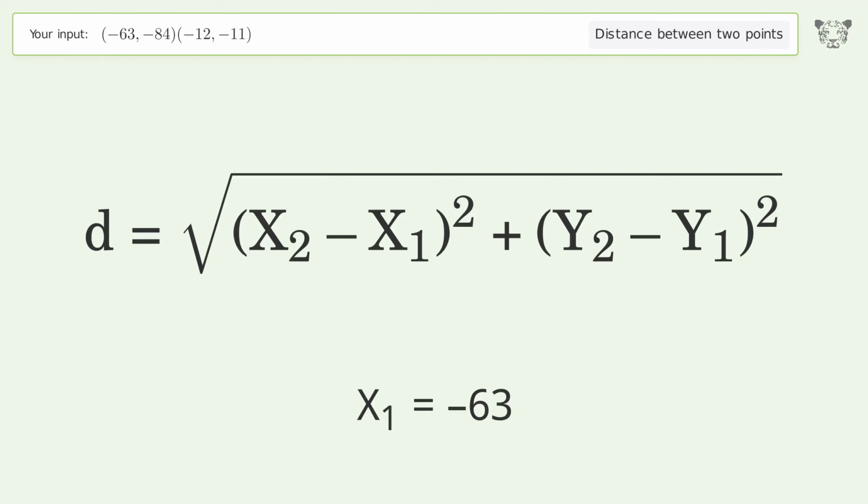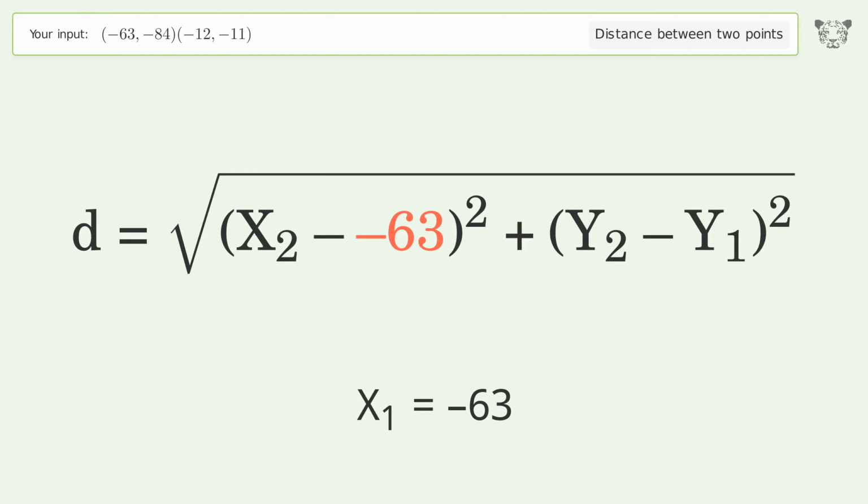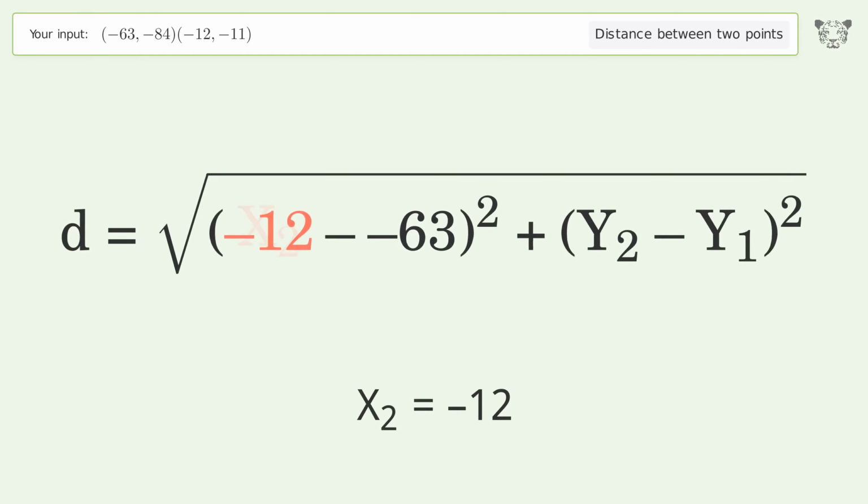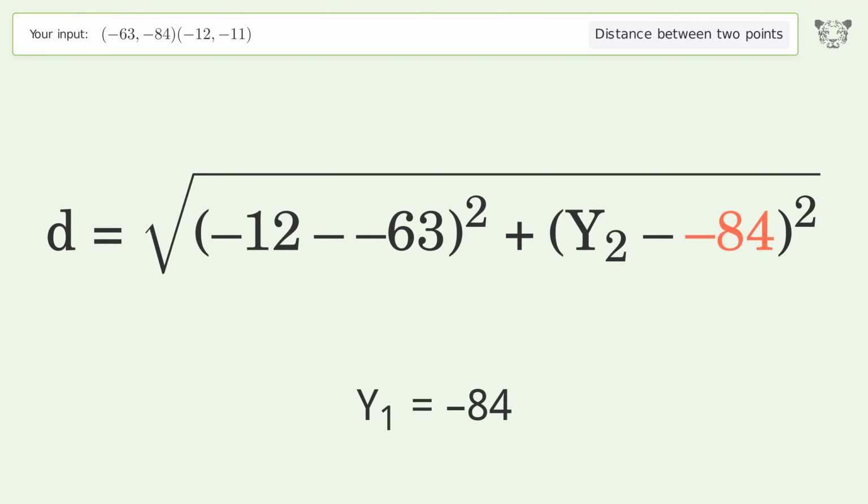x1 equals -63. x2 equals -12. y1 equals -84. y2 equals -11.